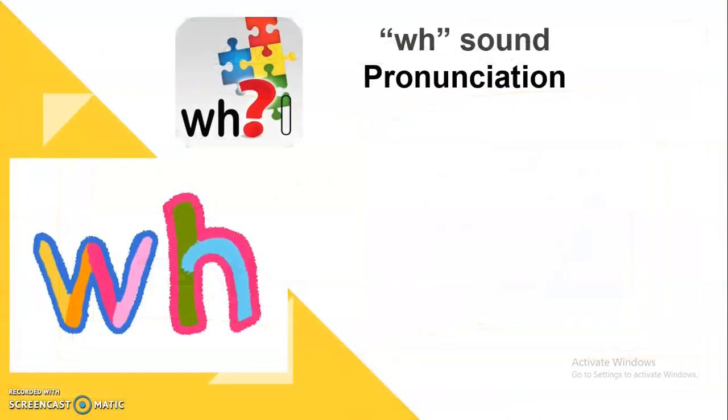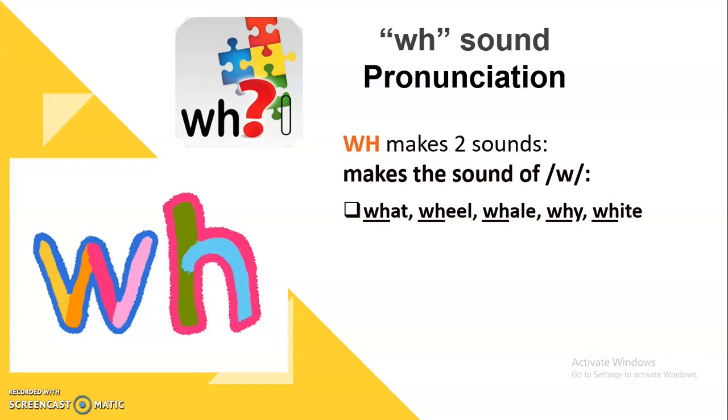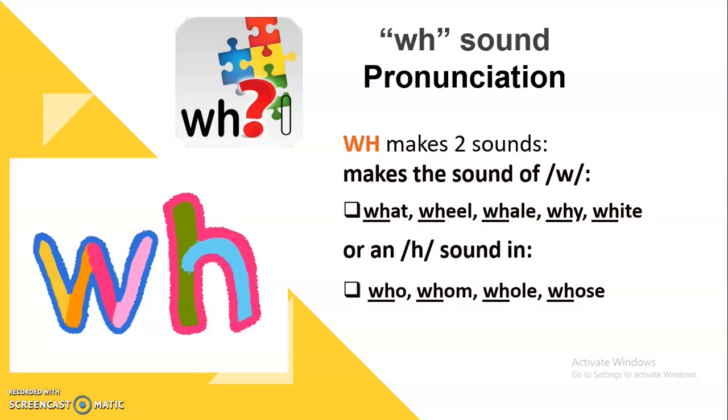Nice, kids, you're doing good still. Now we come to the last consonant digraph, and it's going to be wh sound pronunciation. So wh makes two sounds. First, it makes the sound w, as in what, when, why, white. Sometimes it makes the h sound, as in the words whom, who, whole, whose.